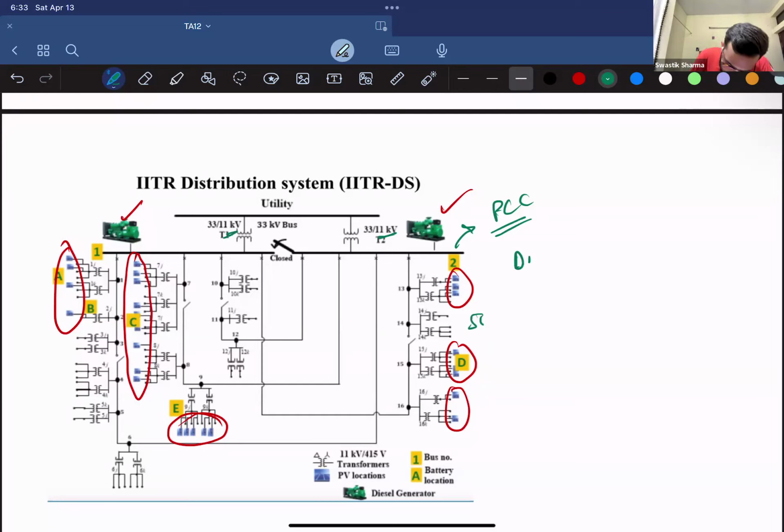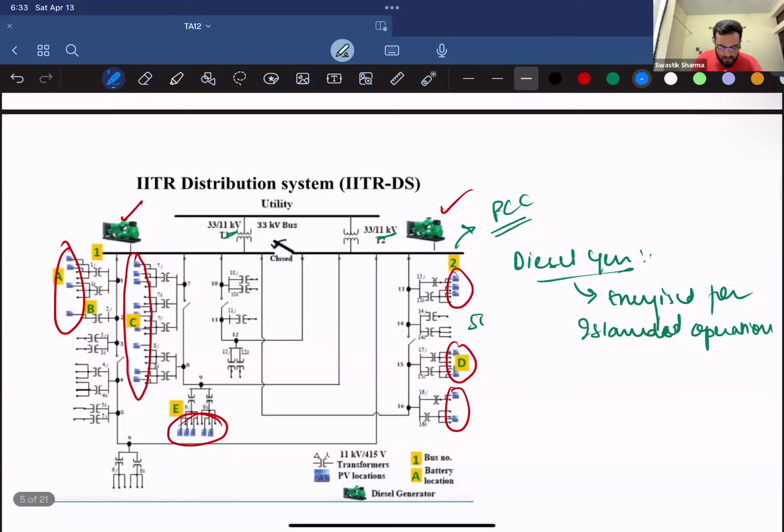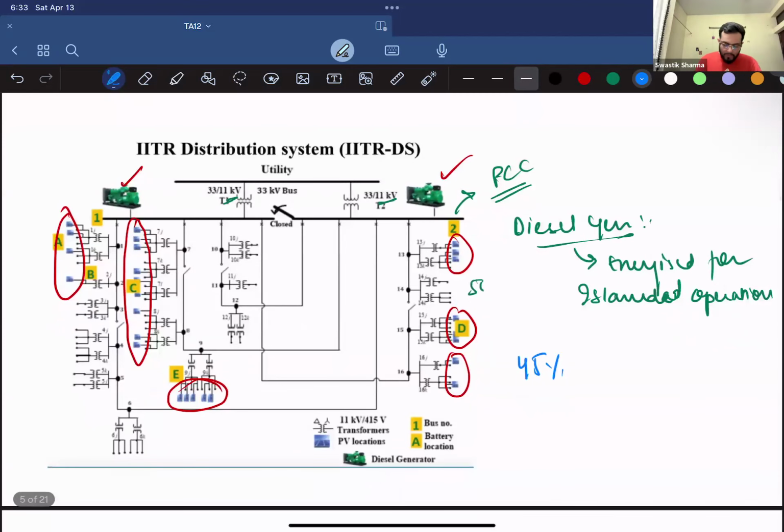So the diesel generators are used only when energized in islanded operation, right? And basically, due to all of these equipments, the percentage of power coming from these resources is 45%. So due to this, their inertia is significantly low.